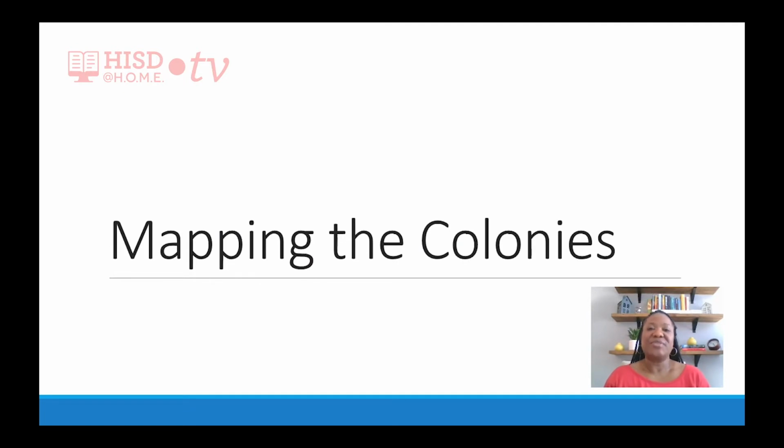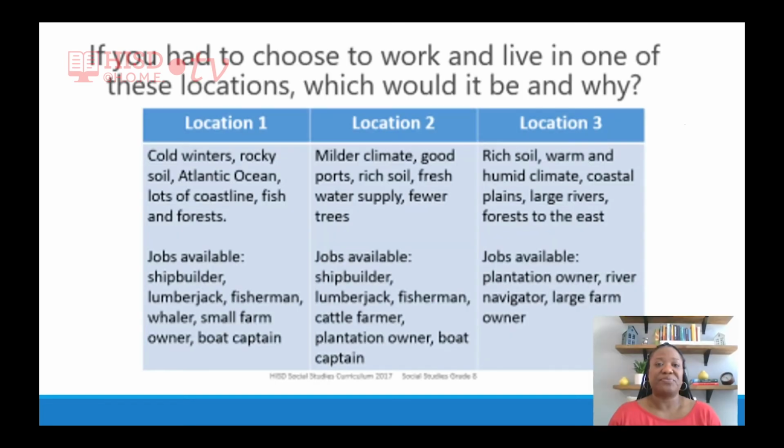Okay, so now it's time to map the colonies. Let's see how each of these regions was divided based on their physical features. If you had to choose to work and live in a place, and again, this is what we're talking about, putting yourself in the shoes of the settlers to see which place would have worked better for you. So here's another chart for you to consider. If you had to choose one of these places, which one would you have chosen? Location 1, location 2, or location 3?